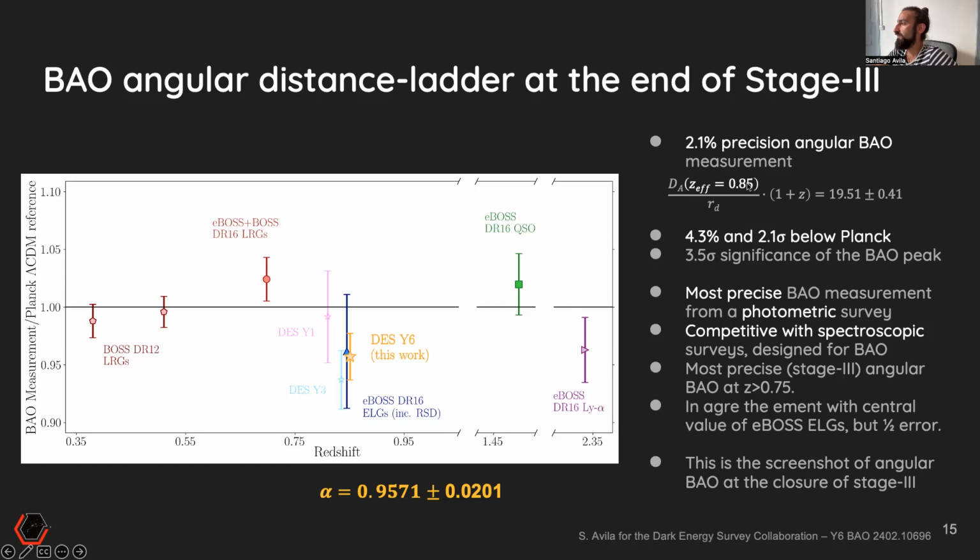Our point is at 0.85, and we are 4% more or less below Planck. So it's the most precise photometric survey, and it is the most precise beyond redshift 0.75 in this plot. So it is more precise than these other ones, which was the most up-to-date plot when we published this.